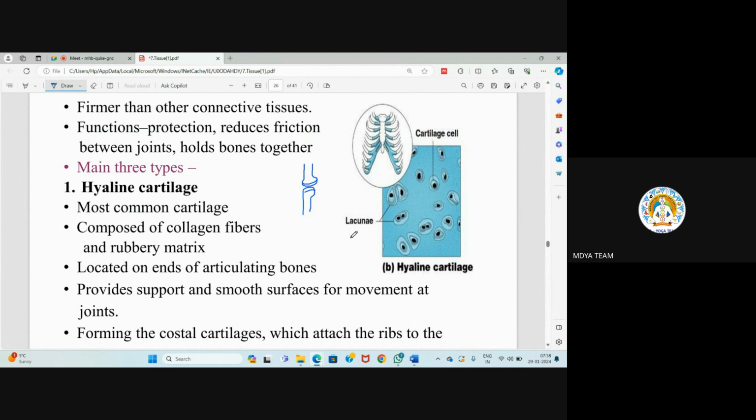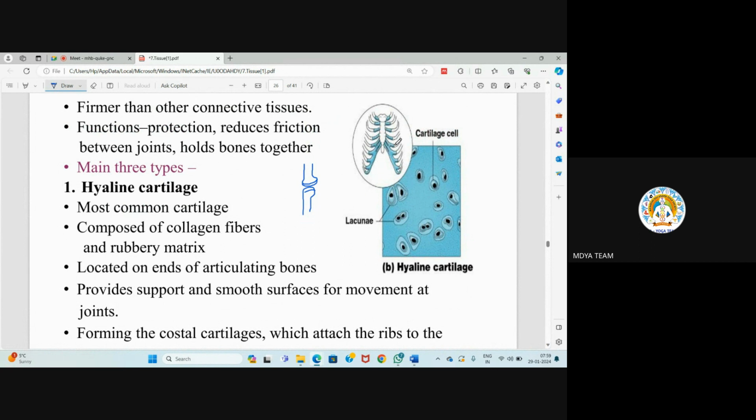Okay, and they are generally composed of collagen fibers, and this is the most common type of cartilage, hyaline cartilage. It is located on the ends of articular bones and provides support and smooth surfaces for movement at joints, forming the costal cartilage, meaning here in between ribs and sternum.